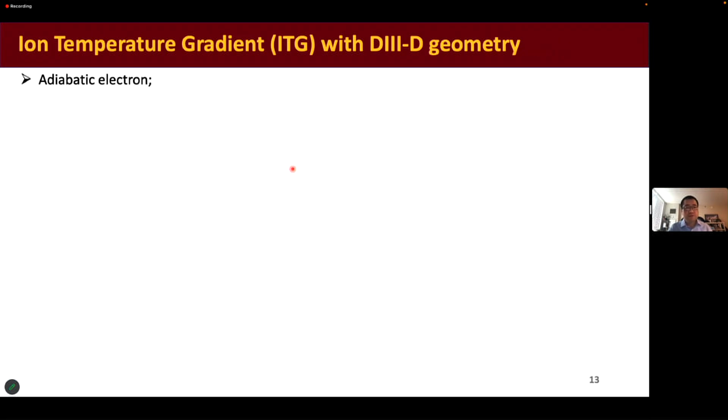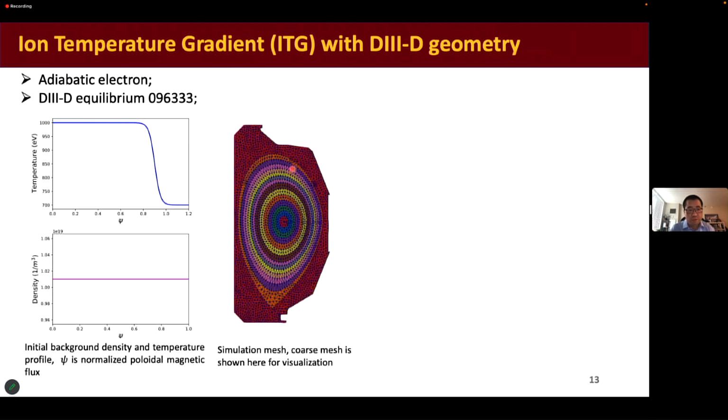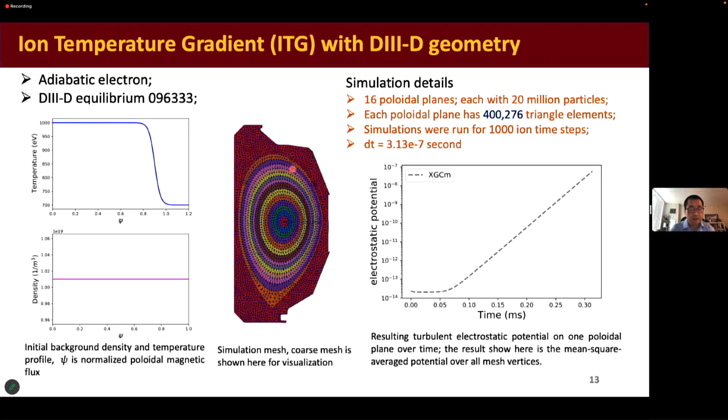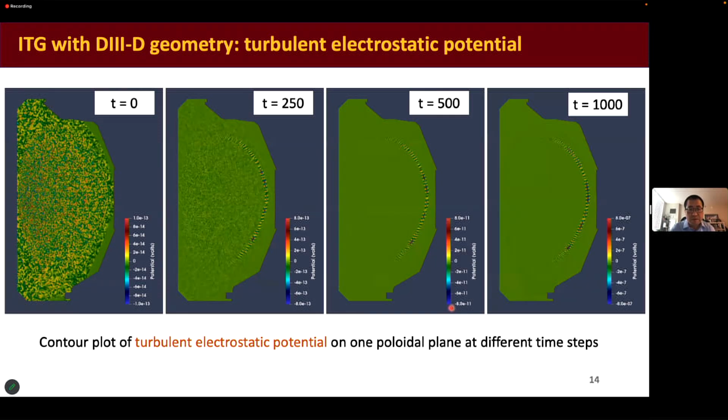This is a different validation case using a more realistic D3D geometry. People may be familiar with this geometry, and similarly we demonstrate a linear growth in the electrostatic potential. This is the mean square average of the electrostatic potential showing linear growth, and this one shows the electrostatic potential at different times. For example, initially you have basically just noise. Then at later time steps you see the ITG turbulence developing.